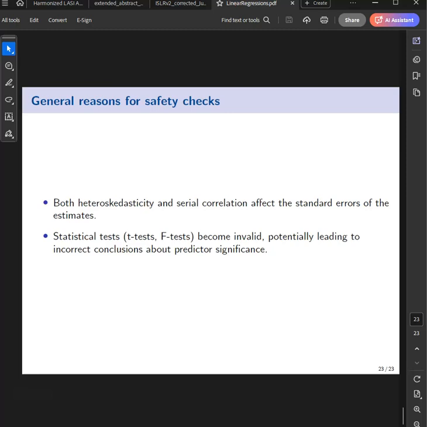And these issues don't bias our coefficient estimates themselves, our line still goes through the middle of the data points in the right place. The problem is we become less certain about how precise these estimates are, and in general, how reliable our results are. So that is why these safety checks are important.